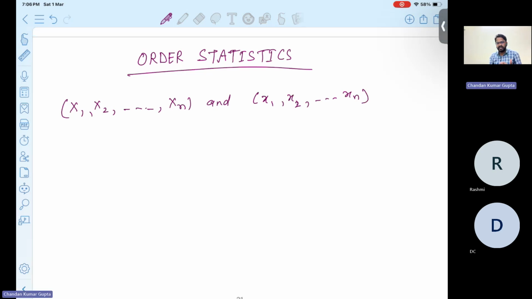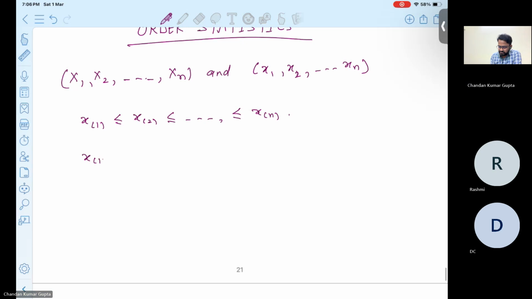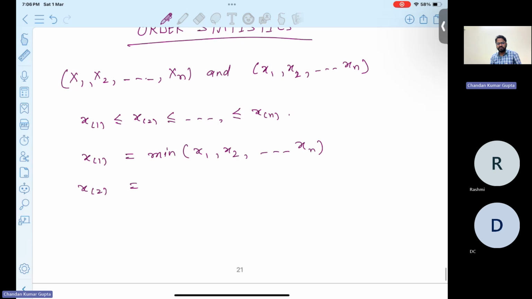Suppose we arrange these n tuples in ordered form, in ascending order or descending order. For example, we have considered it like this, and these are arranged by the value of their magnitude only. So this is the ordered variant form, where x(1) is nothing but the minimum of x1, x2, up to xn. When we use x with parentheses around the subscript 1 or 2, then it is an ordered variable.